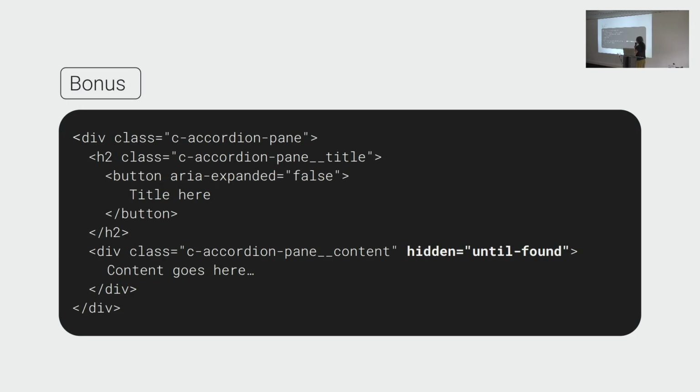Another little gem here is the hidden attribute. This will visually and semantically hide your content. It can come in true or false, or this little nugget which is until found. That will hide the content, but let's say you link to something within that hidden content, it will automatically open when you land on it. Or you can use your browser's find to find content within that section. It's kind of cool.